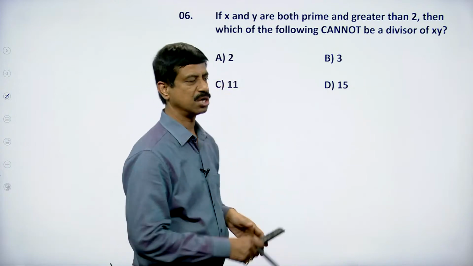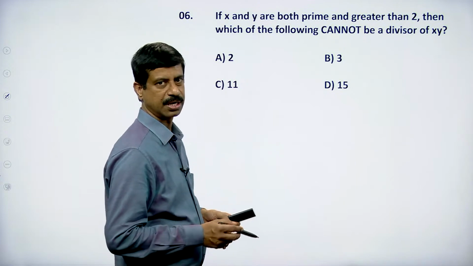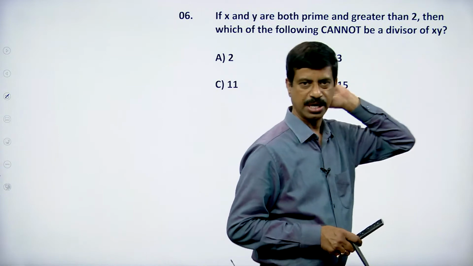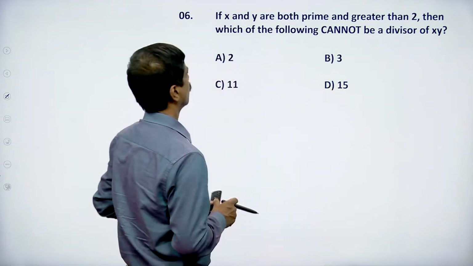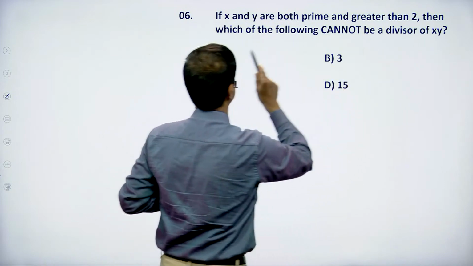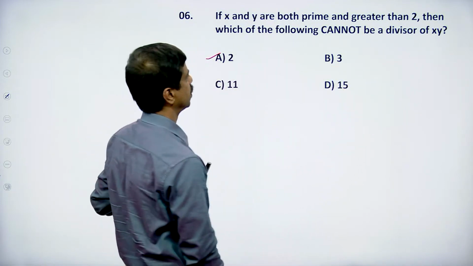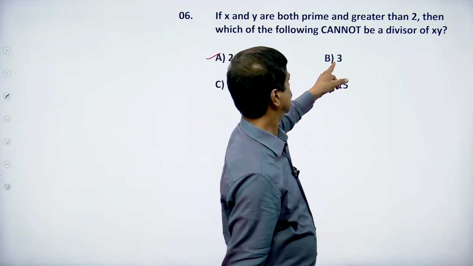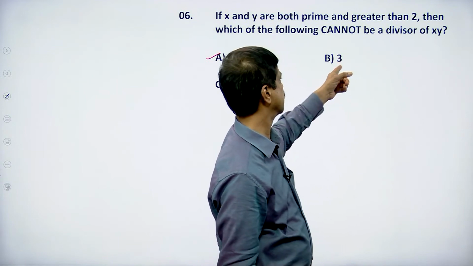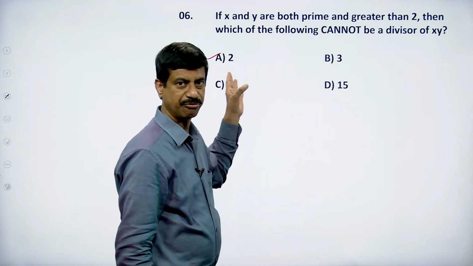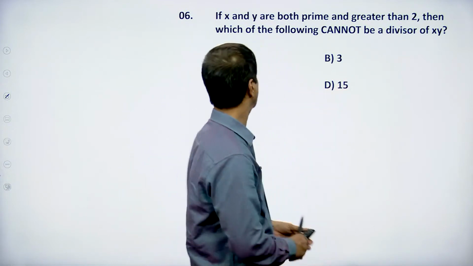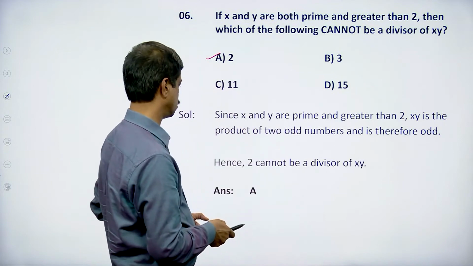See, when 2 is not there, the multiplication of two odd numbers x and y is odd, so xy is odd. So odd cannot be divided by 2. So here, can this be divisible by 3? Yes. If x is 3 or y is 3, then it is divisible by 3. 11, yes, you have one of the prime numbers as 11. 15, 3 and 5, yes. So therefore, the only possibility is 2, children. So please note it fast, quick.